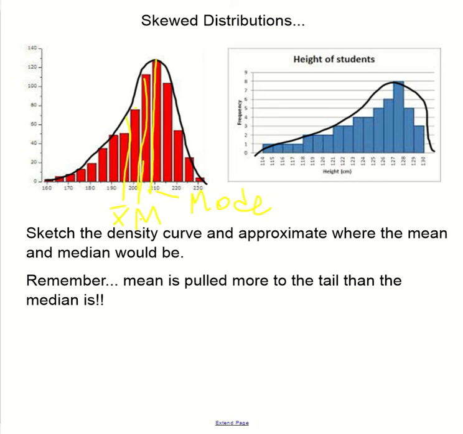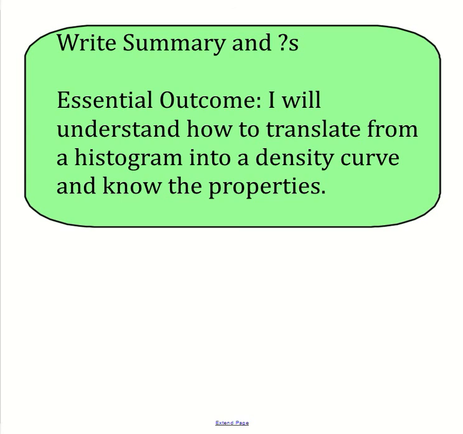I'd like you to pause the video now and see if you can find the mean, the median, and maybe even the mode for that second graph. And there you have it: our mean is right here, our median, and our mode. All right, that was the end of density curves, lesson 2 of chapter 3. Remember to write your summary and your questions. The essential outcome for today is that you will understand how to translate from a histogram into a density curve and know the properties.